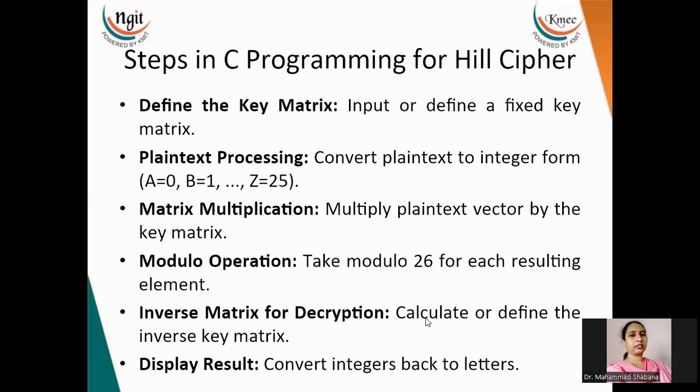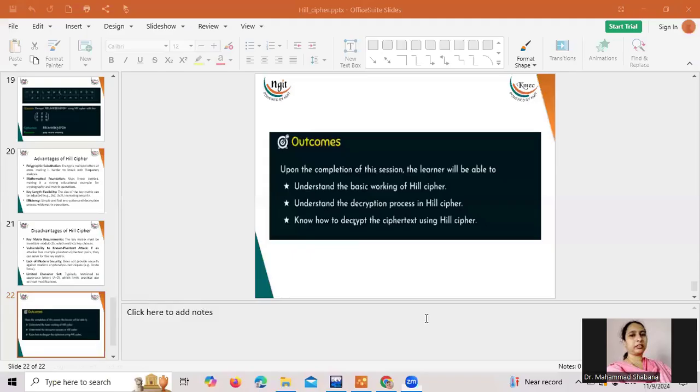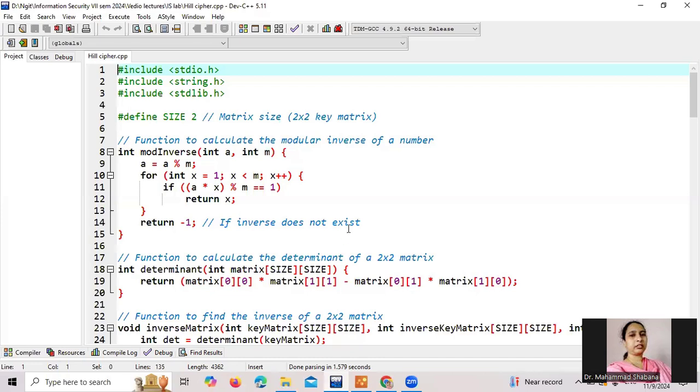Let us take the C implementation of the Hill cipher. This C program implements the Hill cipher, a matrix-based encryption technique, specifically for a 2 by 2 key matrix. Here is a breakdown of the program and its functions. This program encrypts and decrypts text using a 2 by 2 key matrix. It converts the text into numbers, A is equal to 0, and so on, Z is equal to 25. It performs matrix operations, multiplication and inversion, and then converts numbers back to text.